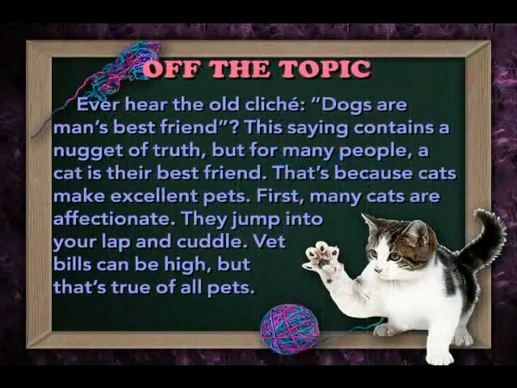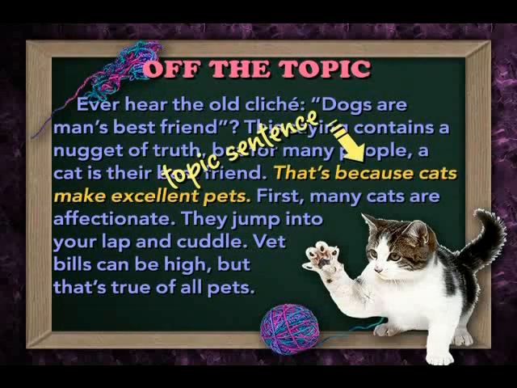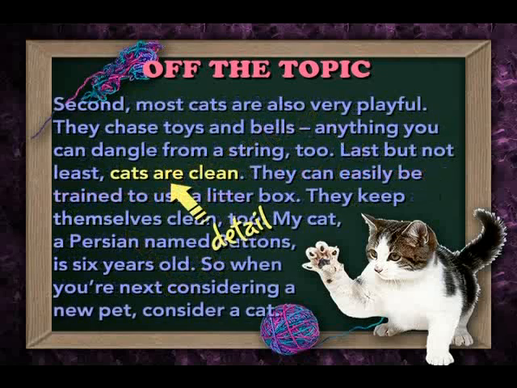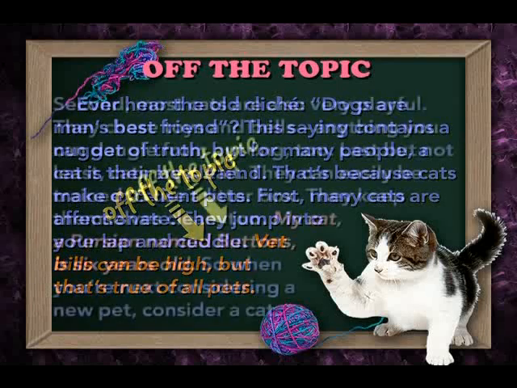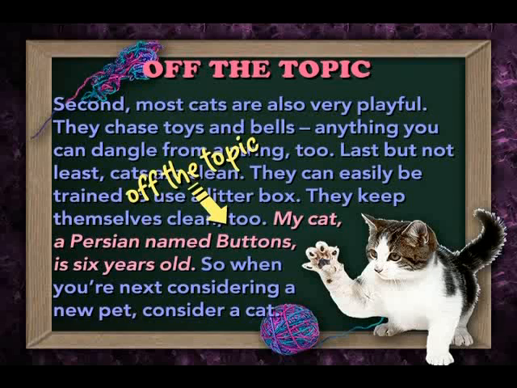In this particular paragraph, the topic sentence is, "That's because cats make excellent pets." So what you're going to do is find all of the details about cats being excellent pets. For example, they're affectionate. Well, that shows how they're excellent pets. They're clean. That shows how they're excellent pets. The two sentences that jump out because they don't show how cats are excellent pets are, "Vet bills can be high, but that's true of all pets," and "My cat, a Persian named Buttons, is 6 years old," because those two sentences do not show how cats can be excellent pets.